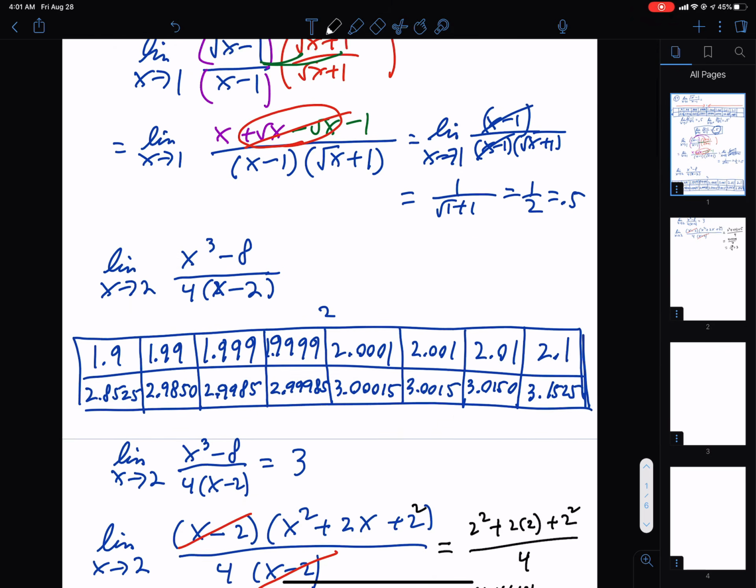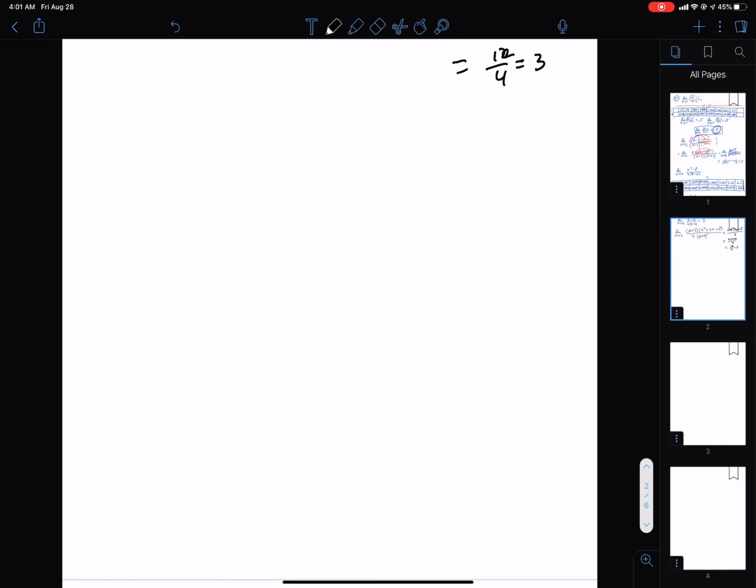So we have done 2 examples. So that is a review of last night's on top of adding how to use a table. All right, now here is our new topic, and this is going to be infinite limits.